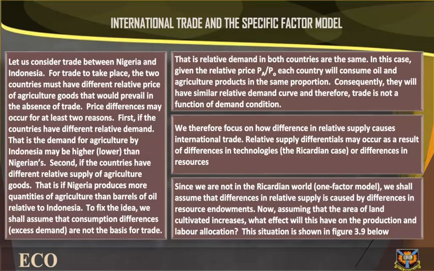International trade and the specific factor model. Let us consider trade between Nigeria and Indonesia. For trade to take place, the two countries must have different relative price of agricultural goods that would prevail in the absence of trade.